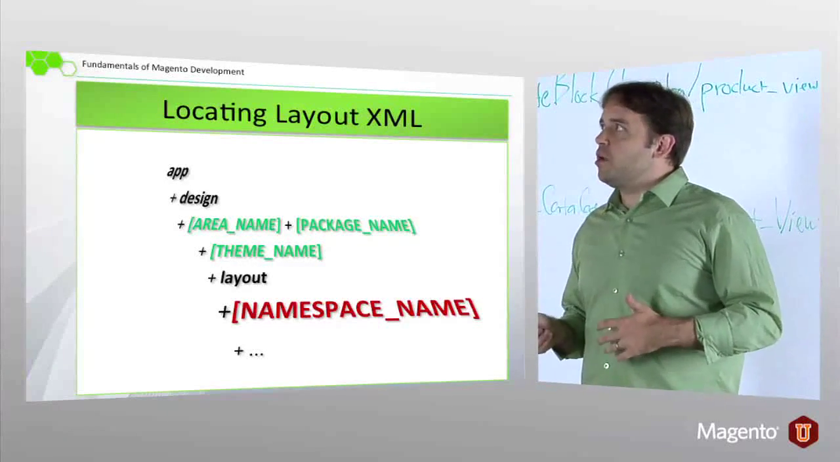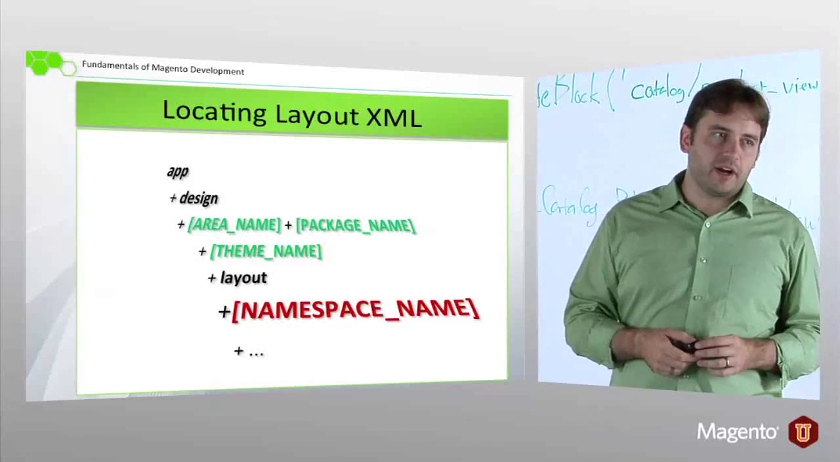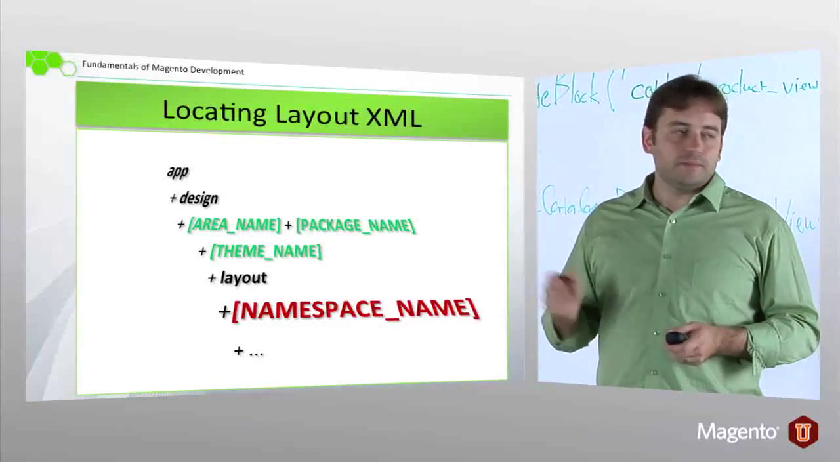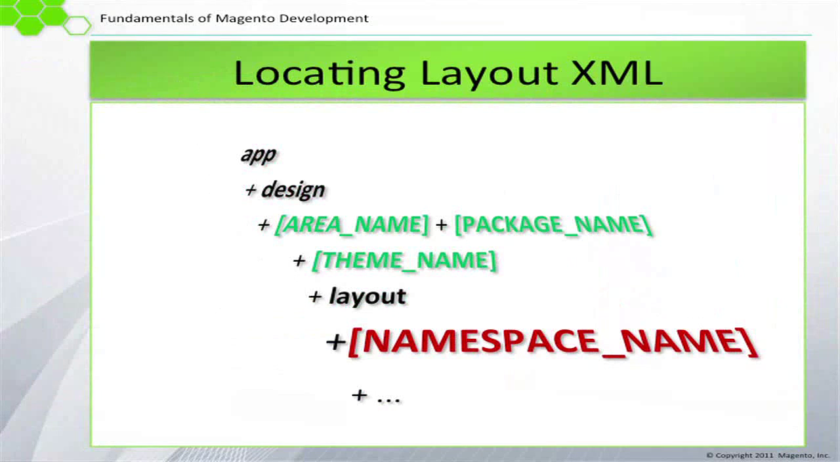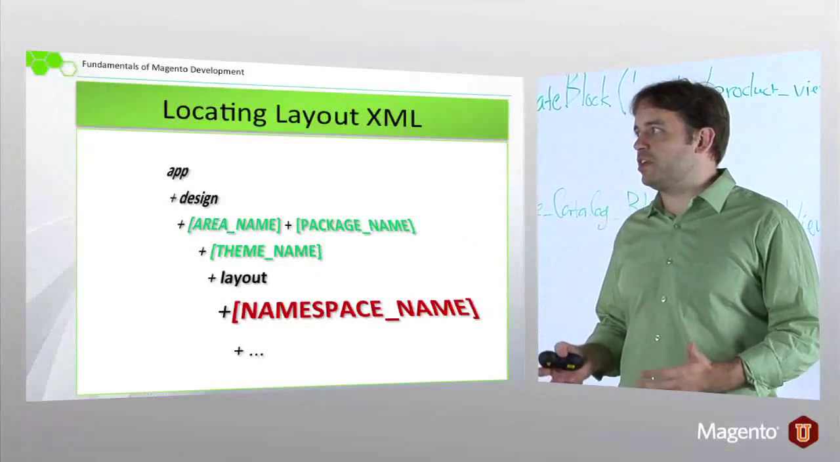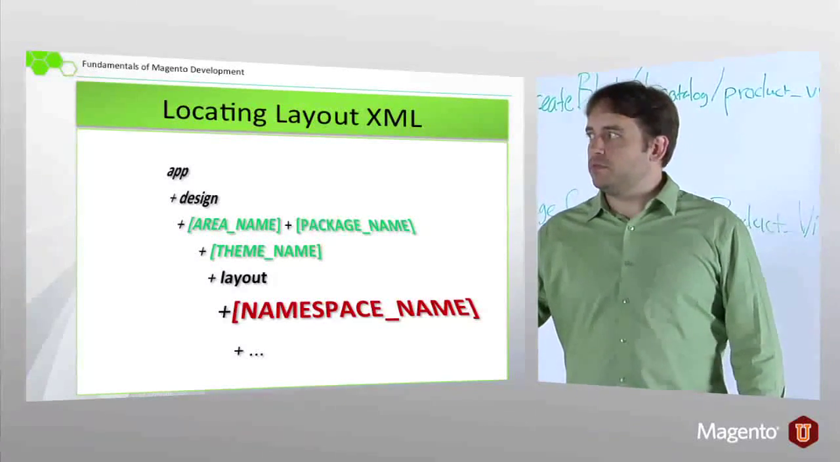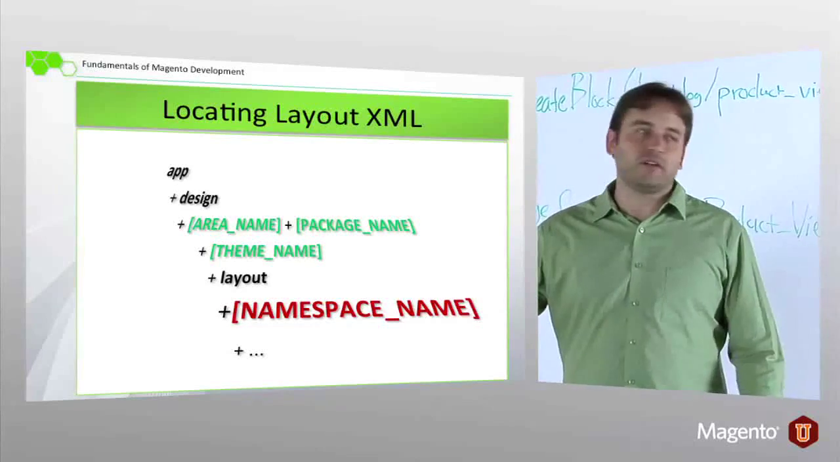And similarly, with layout XML files, which can be declared by your module, you'll have again app design, then front-end package name or admin HTML package name, theme name, and then a layout folder. And in your module configuration, you only declare things relative to the folder that contains them, the layout folder.